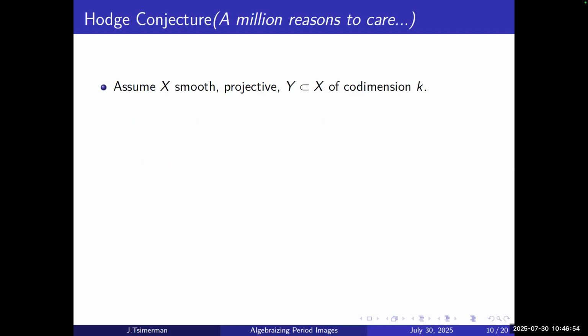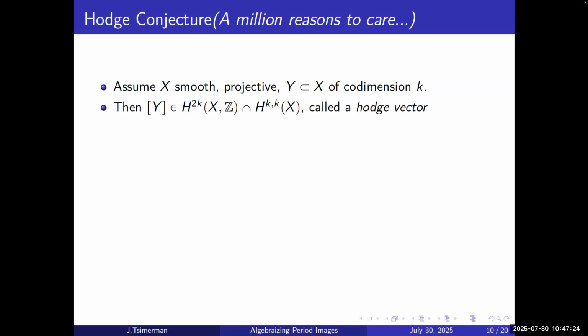Okay, so I should mention the Hodge conjecture because it's the most famous thing associated with Hodge structures, and it's relevant to the story. So just very briefly, the Hodge conjecture says that if you have a smooth projective variety and you have a cycle inside it, something of codimension k, then you get a cocycle. You can put it in cohomology as an H^{2k} class. And it's in fact what's known as a Hodge vector. So it sits inside H^{k,k}, the middle piece.